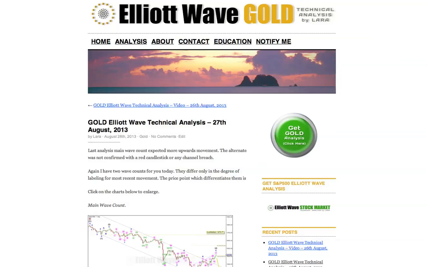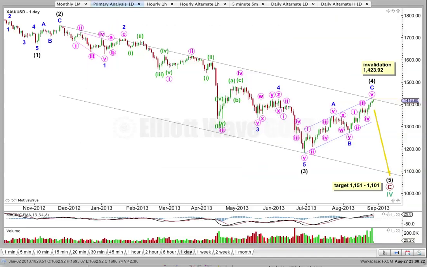I have two wave counts for gold for you today, but before we go there, I'm just going to jump into Motive Wave and show you a problem which makes quite a big difference to the wave count, and it really is the reason why I have two wave counts today.